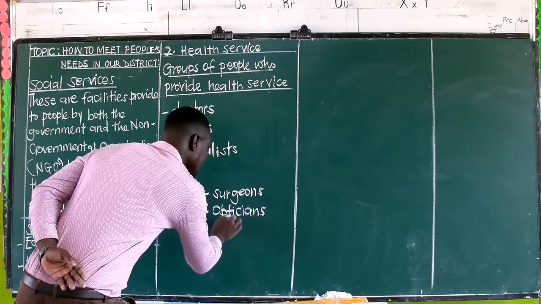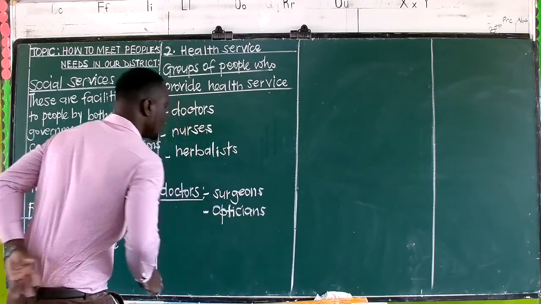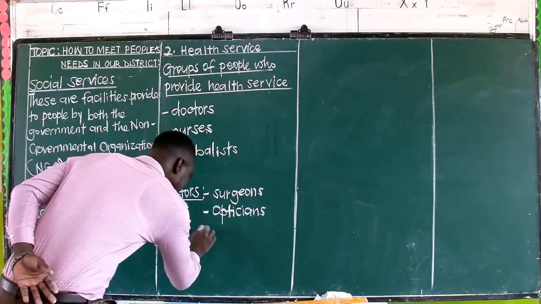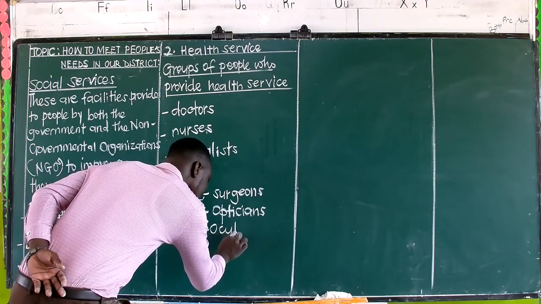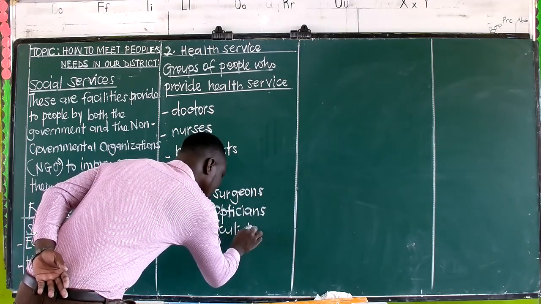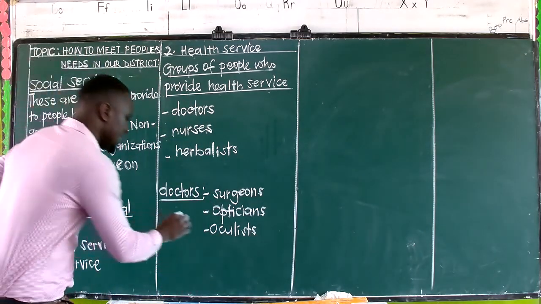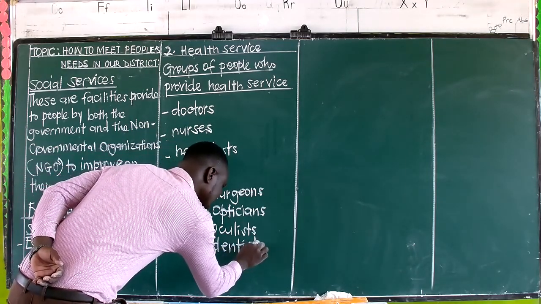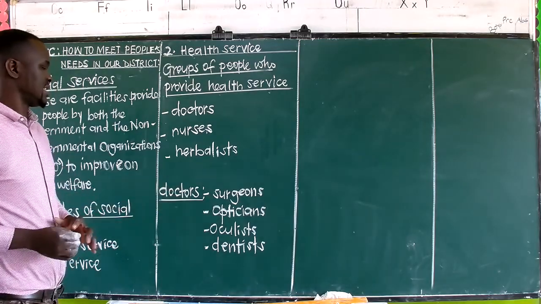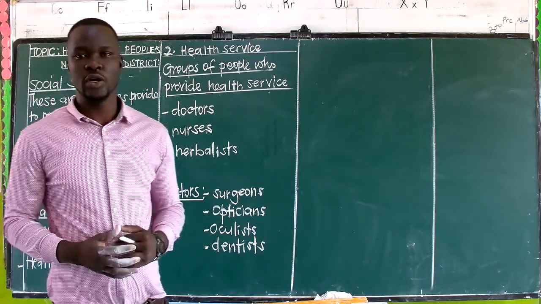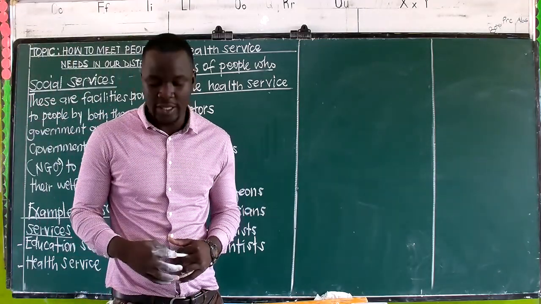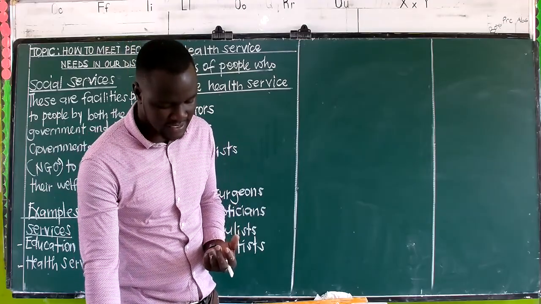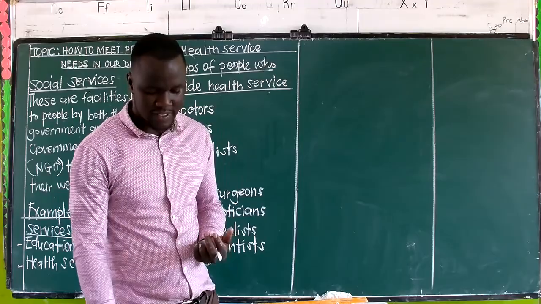The opticians are the ones who deal with examining the eyes. And then we also have what we call the oculists. These are the ones who treat the eyes. Then we have the dentists also here. The dentists, we know those are the doctors who deal with the teeth. They are the ones who deal with fixing teeth, and of course if there is a problem.